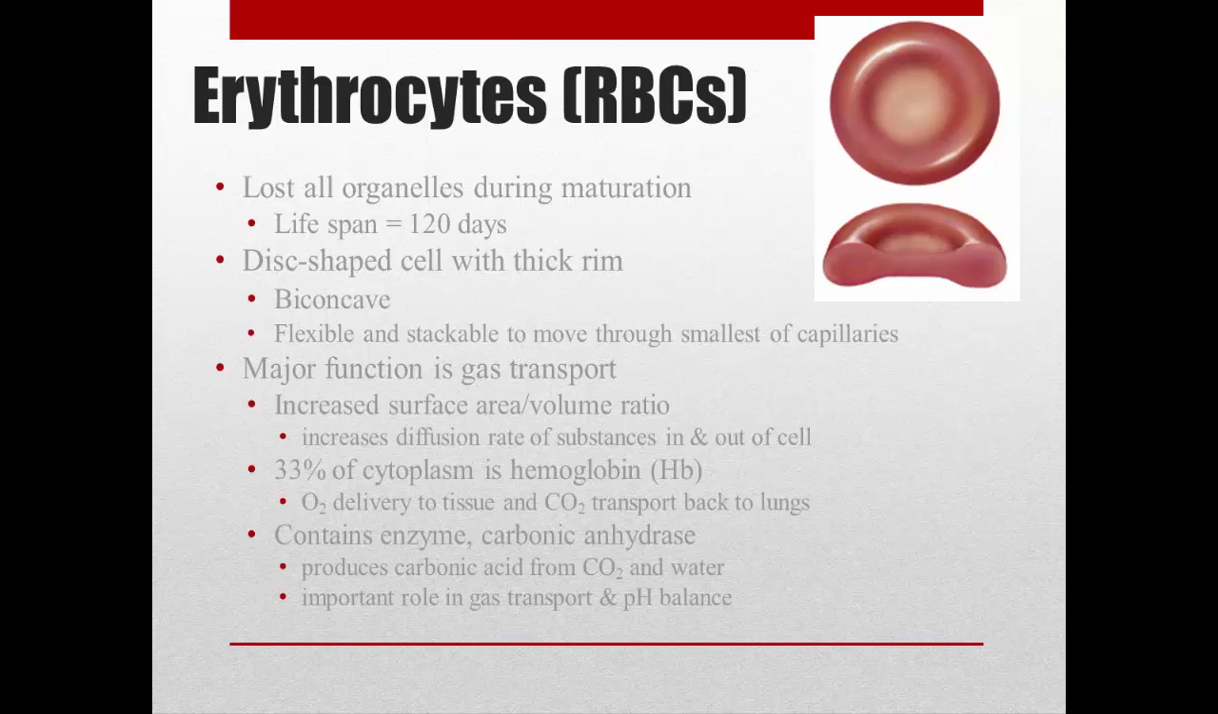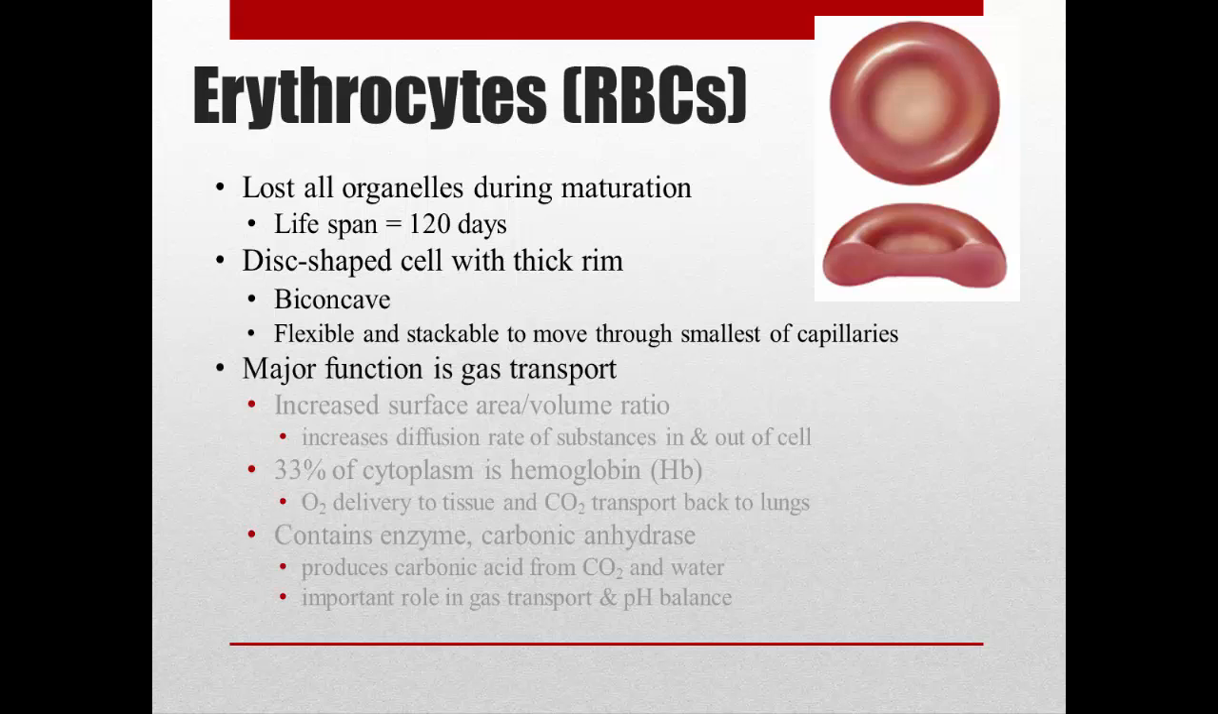So let's start with some general characteristics about red blood cells. First of all, during their maturation or development, they've lost all the internal organelles or the cytoplasmic organelles, which means they can't maintain themselves. If they become damaged, that means they don't live very long, only about 120 days. They're also disc-shaped. That is, you can see this biconcave shape on each side. That makes them more flexible and stackable, so they're like pancakes, so they can move through small capillaries more readily.